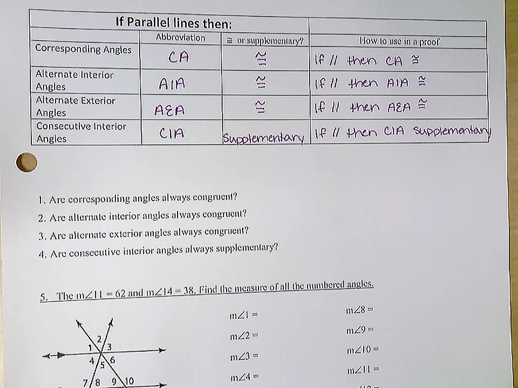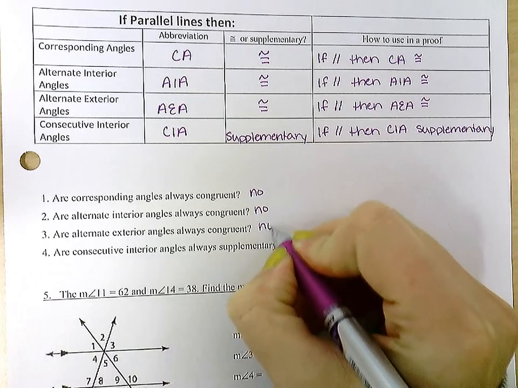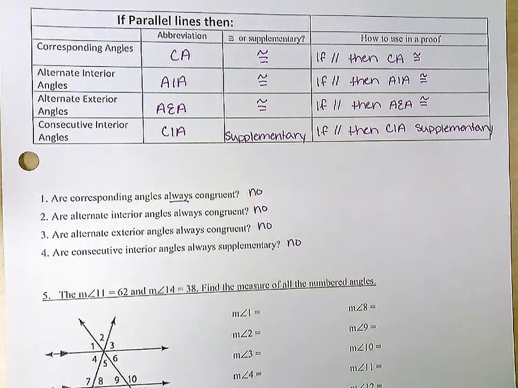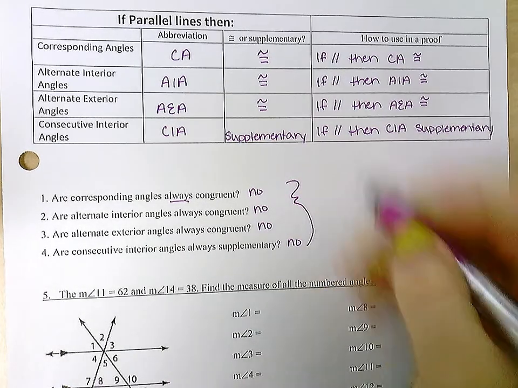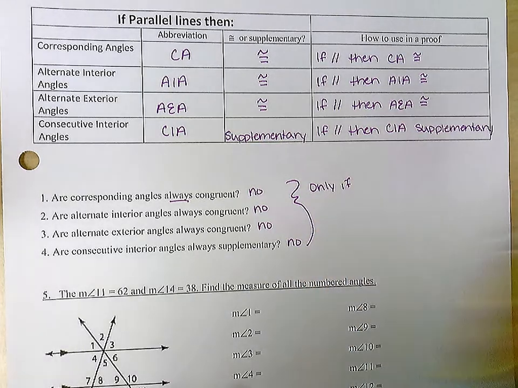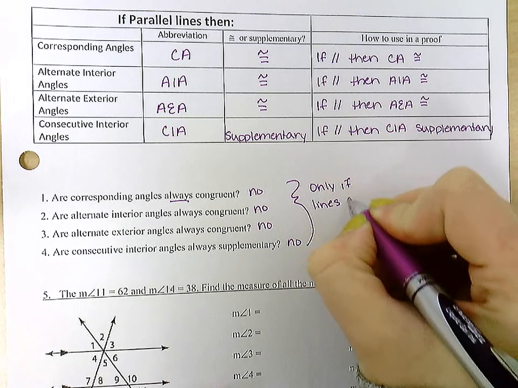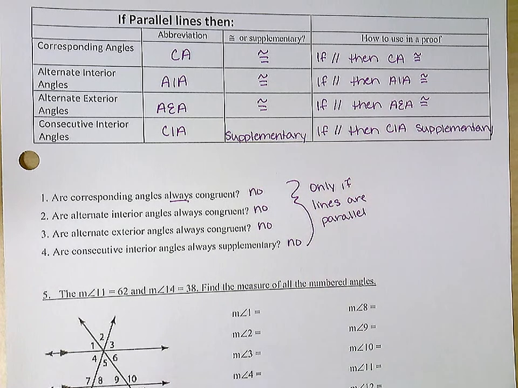All right, what's the answer for all of these? I heard a lot of people say it. Only if the lines are parallel. Only if the lines are parallel. So this would be no. Okay, it's not always congruent. Okay, this is only true if your lines are parallel. Okay, so only true if your lines are parallel.